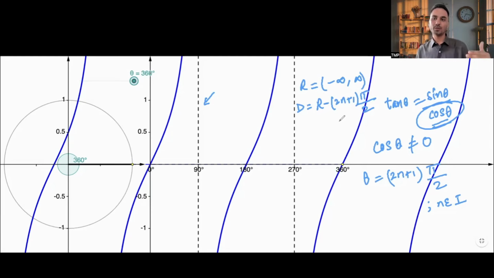That's the domain. And now the period. For the period, you see that tan theta repeats the values from minus infinity to plus infinity in a period of 180 degrees or pi radians. So the period of tan theta is pi.